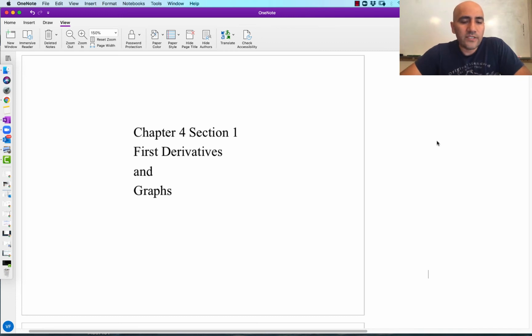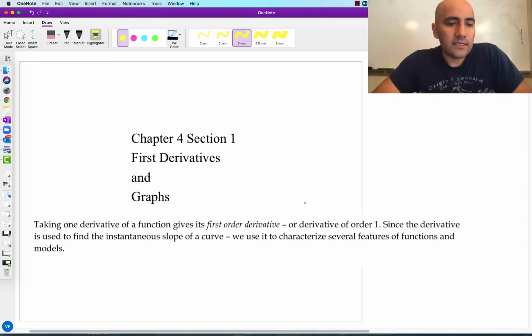Okay, Chapter 4, Section 1, First Derivatives and Graphs. So in this section, we're going to explore the relationship between the derivatives of a function and how that relates to the graph. And also going backwards, if we start with a graph, what can we interpret about those derivatives?